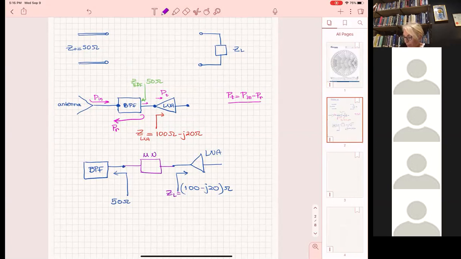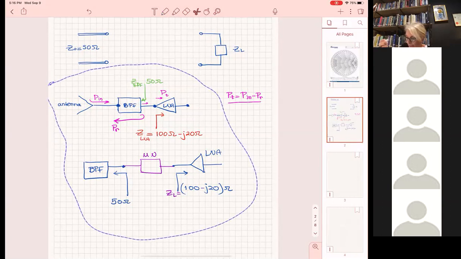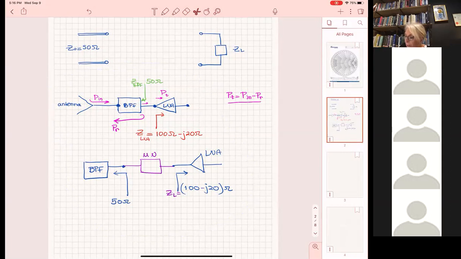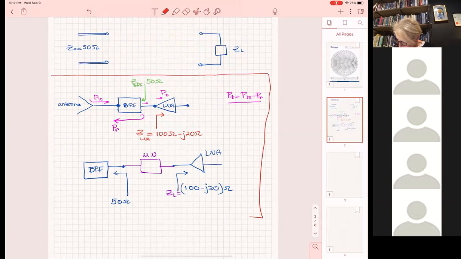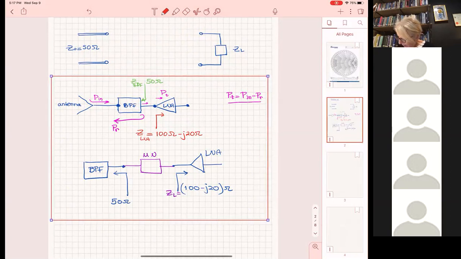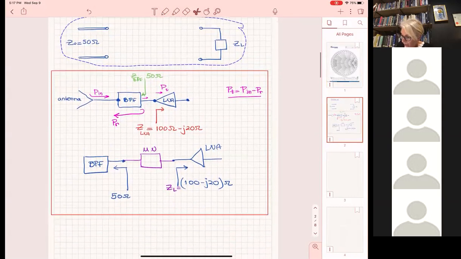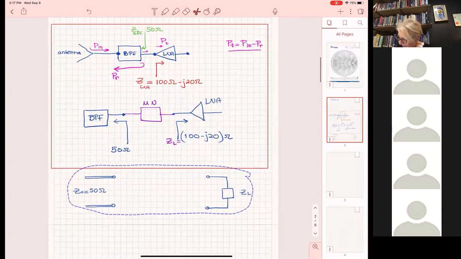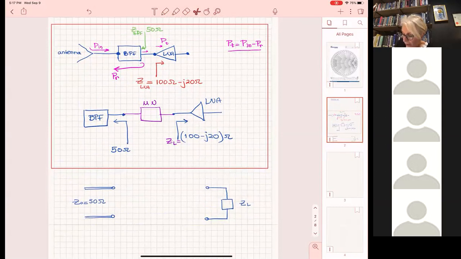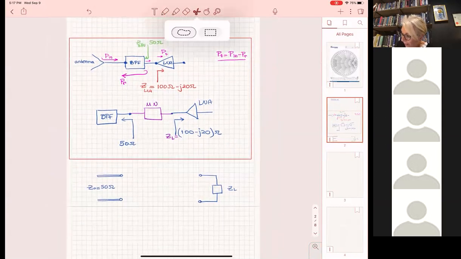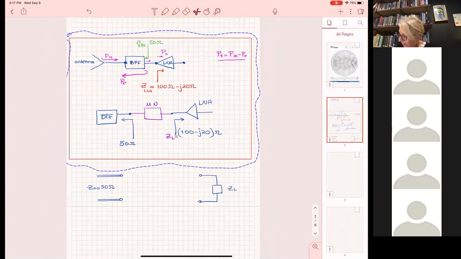All right, so what am I going to have to do? I will have to place in between a matching network, which is going to have as a load this one, and which is going to have to see a 50 ohm input. Okay, so that is how the problem looks when somebody gives it to you from a systems perspective.